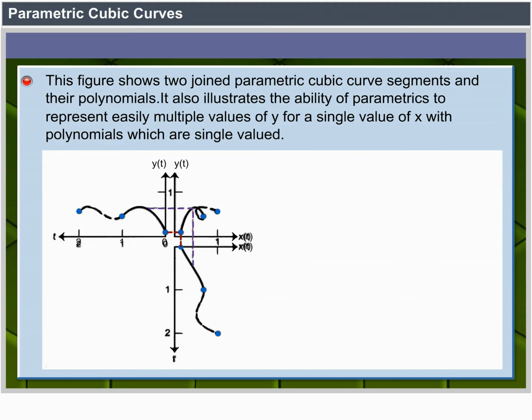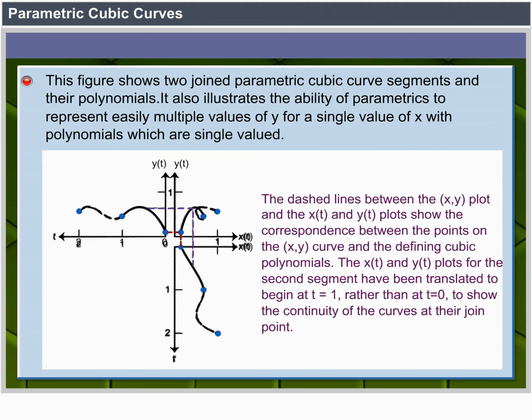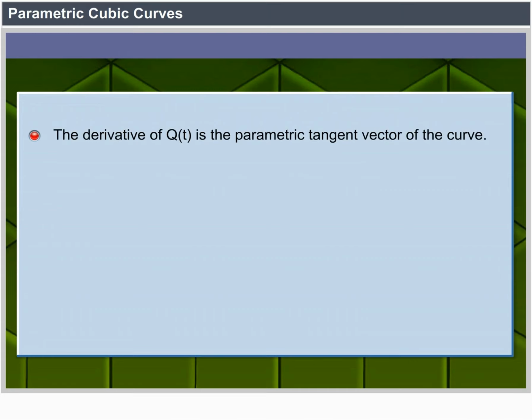In this figure, the dashed lines between the xy plot and the xt and yt plots show the correspondence between the points on the xy curve and the defining cubic polynomials. The xt and yt plots for the second segment have been translated to begin at t equals 1 rather than at t equals 0 to show the continuity of the curves at their join point. The derivative of q of t is the parametric tangent vector of the curve, as shown in the equation below.